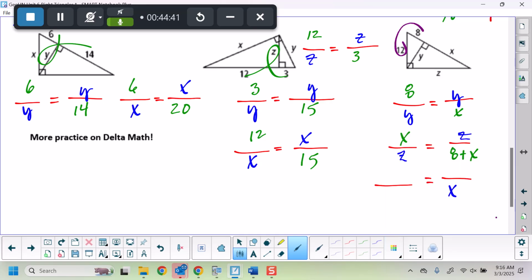12 is the geometric mean between the piece that is touching and the whole. So 12 is the geometric mean between the piece that it's touching and, when I go to solve for X, that has to be that whole. I can't solve for Z and Y until I solve for X. And I'm telling you, we're going to mix this up all the time, so you have to be a thinker when you look at each of these problems.